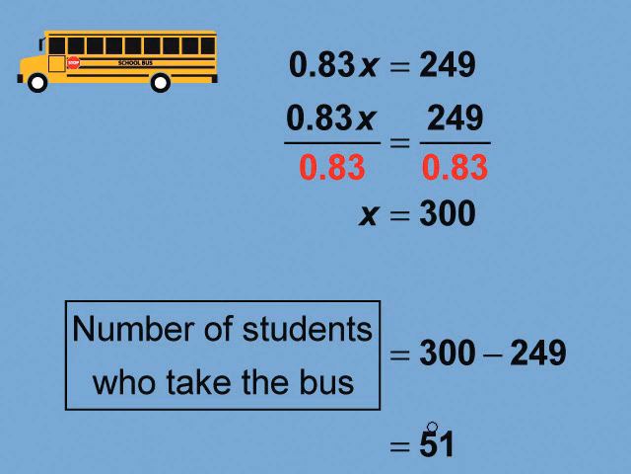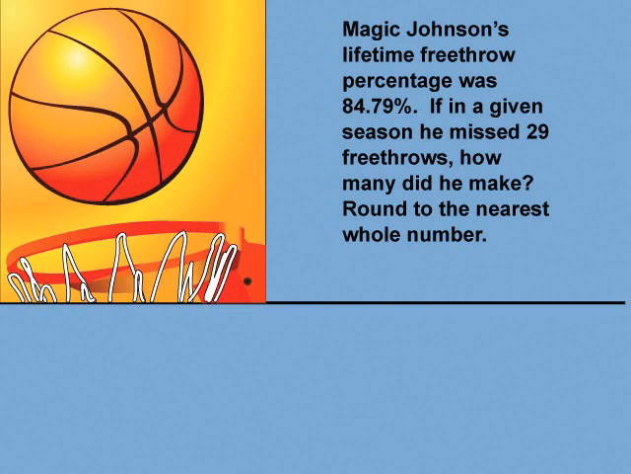Let's look at another example. Magic Johnson's lifetime free throw percentage was 84.79%. If in a given season he missed 29 free throws, how many did he make? Round to the nearest whole number. The 84.79% is the percent of free throws he's made, but we're given the number of free throws he didn't make in a given year.